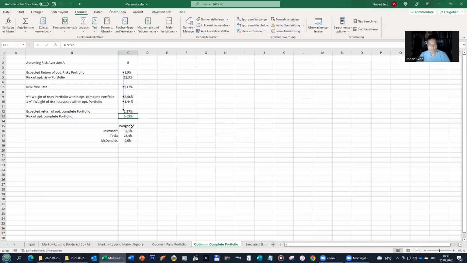And if I ask myself, okay, what does this mean? In terms of Microsoft, Tesla, and McDonald's, I will simply multiply this weight, 58%, with the weight of Microsoft in the optimum risky portfolio. So you could say, yeah, I want 32% Microsoft, 26% Tesla, no McDonald's, and 41% risk-free rate.